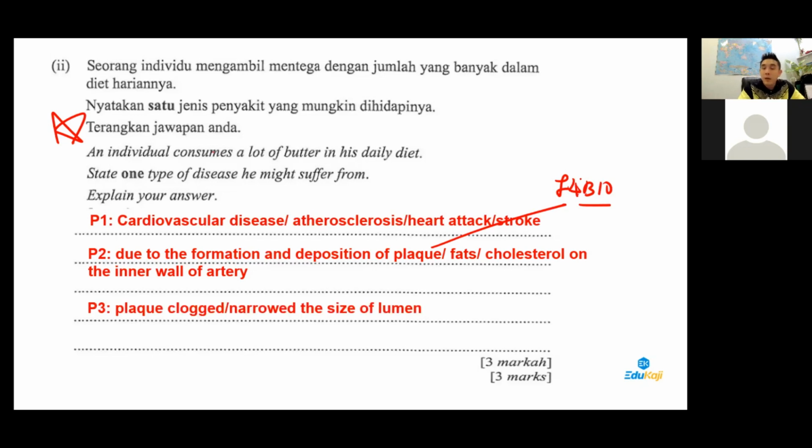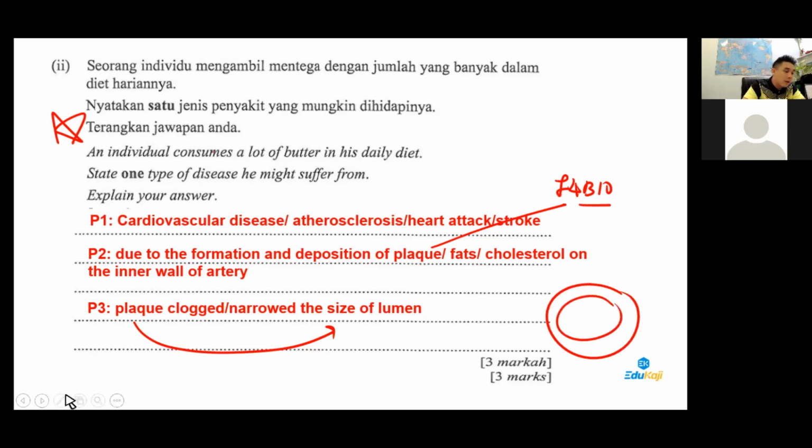Okay, because why? We say that the plaque can reduce the size of the lumen. Let's say this is your artery wall, a bit thicker. Guys, due to the plaque accumulated, it reduces the size of the lumen. Okay, so please draw 1 star for this question.